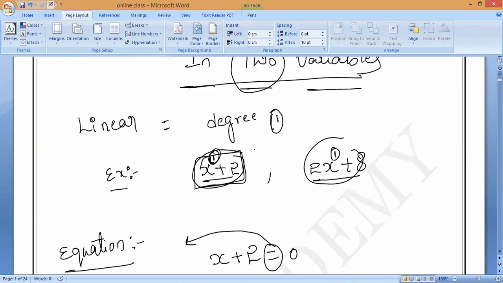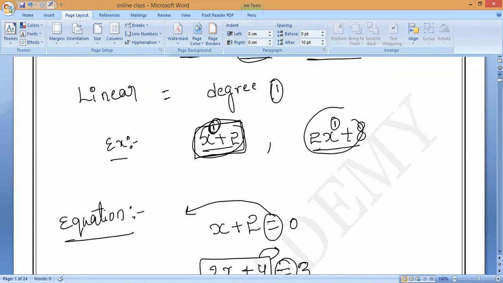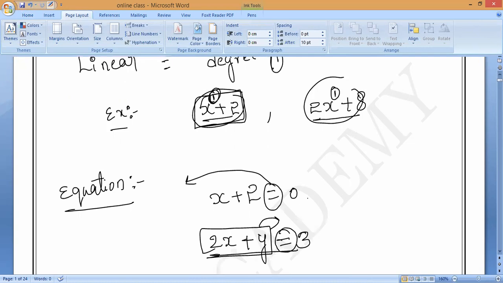Do you understand? See now, x plus 2 is a linear expression. Now I am putting an equals sign and keeping 0, so it turns into a linear equation. Do you understand, all of you? Respond, girls, Tarani, Pushpa, everyone.